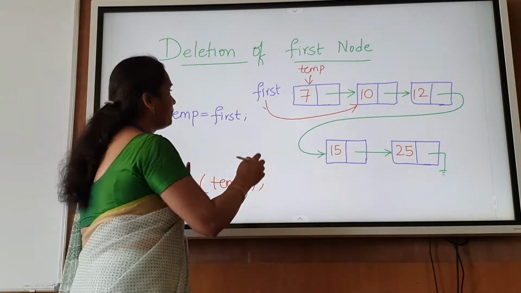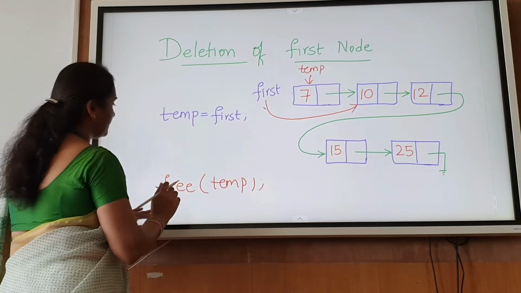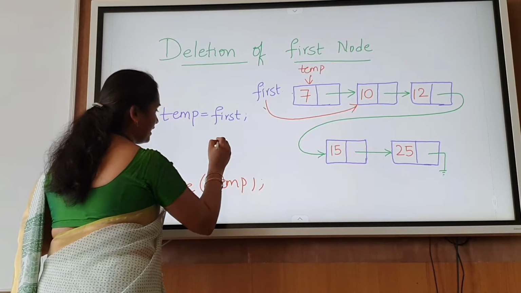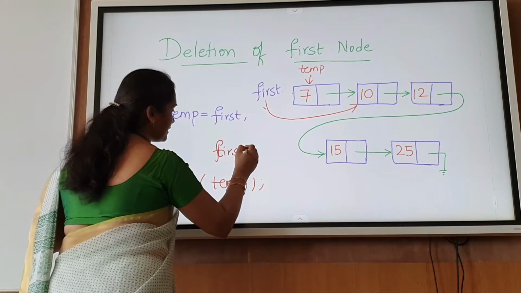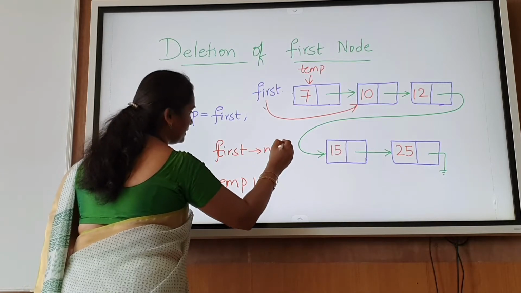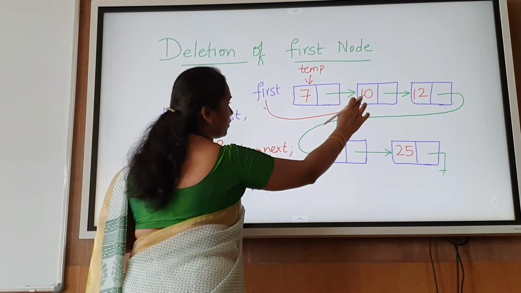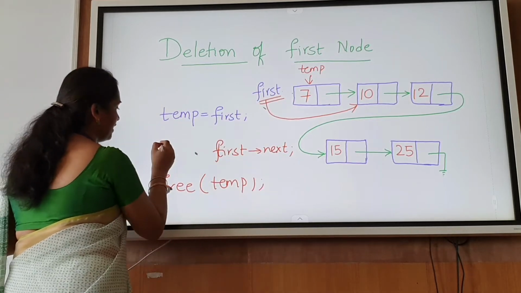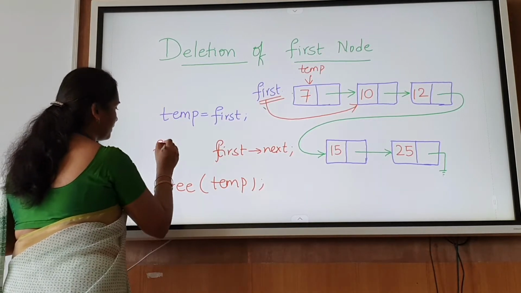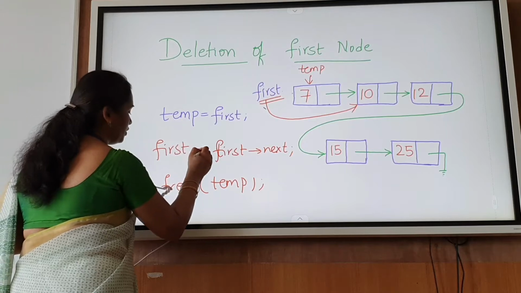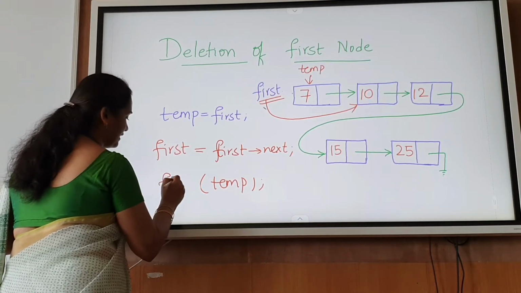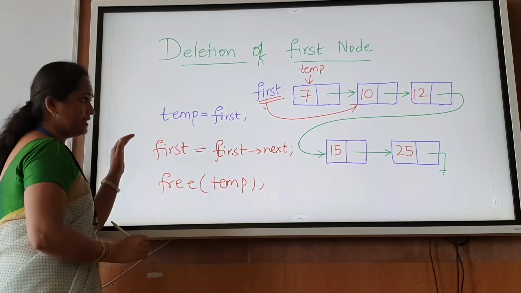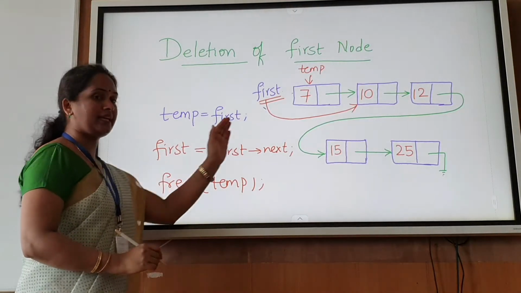So how do I do it? I say first arrow next, which is the second node. This will give me the second node, so this is what should be assigned to first. So I will say first should be equal to first arrow next. These three lines of code will ensure that I delete the first node.